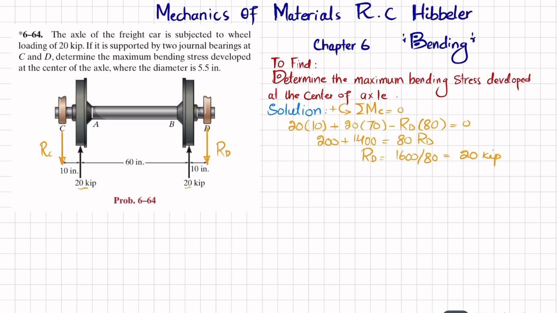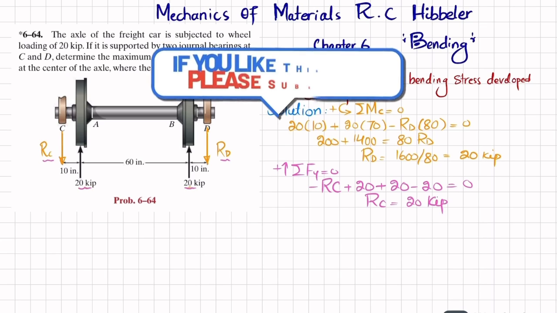Now this is RD, and we can find RC by using the equation of equilibrium that the sum of all forces along y direction must be equal to 0, and upward force is taken as positive. So you can see RC is downward, 20 kips is upward, this is upward, and RD is downward. So I can write minus RC, clear, plus 20 plus 20 minus RD, which is minus 20, is equal to 0. So from here RC will also be equal to 20 kips.